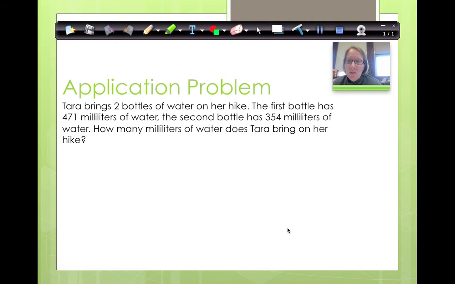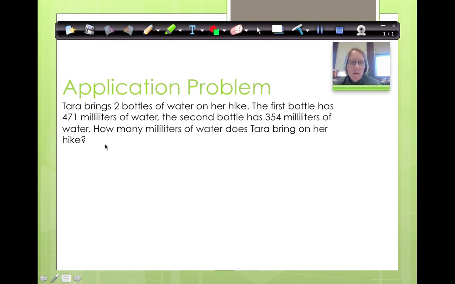But our application problem is a different sort of problem. So let's do this first. Let's read it. Tara brings 2 bottles of water on her hike. The first bottle has 471 milliliters of water. The second bottle has 354 milliliters of water. How many milliliters of water does Tara bring on her hike? So we're going to first need to do our addition problem.